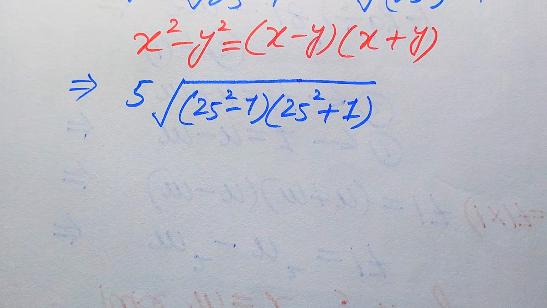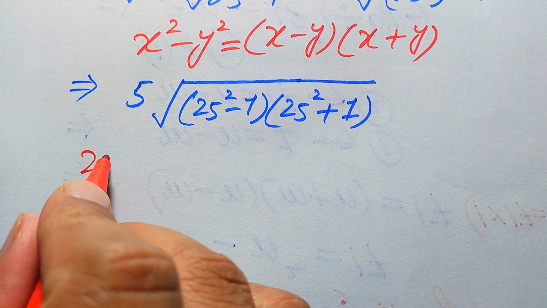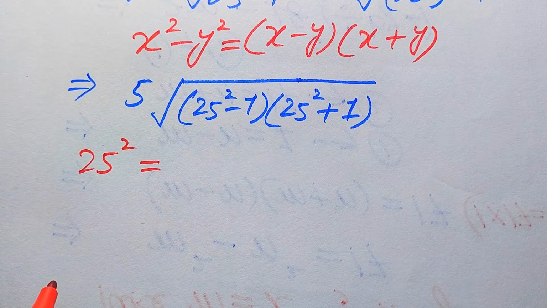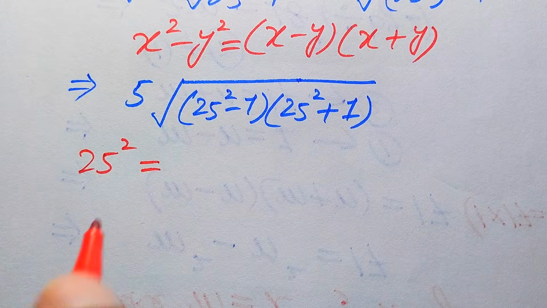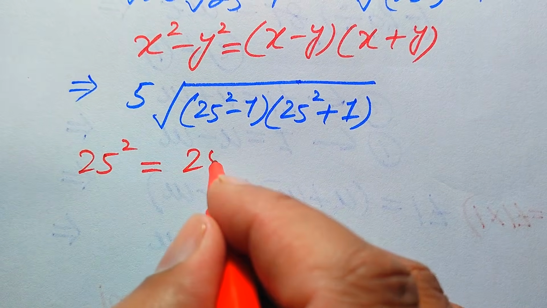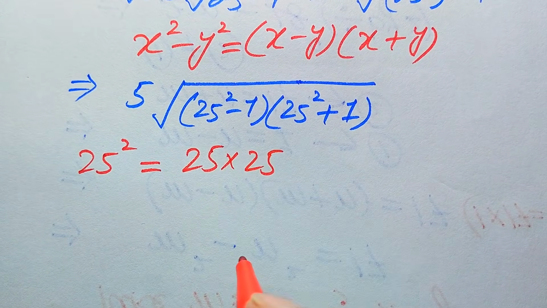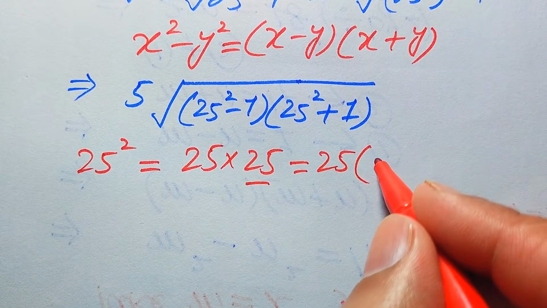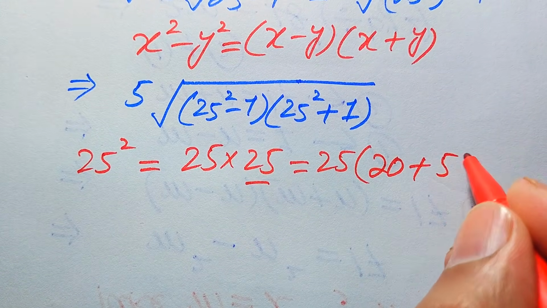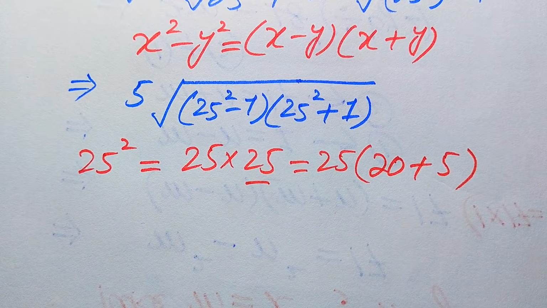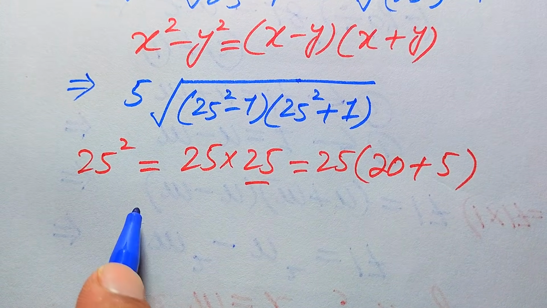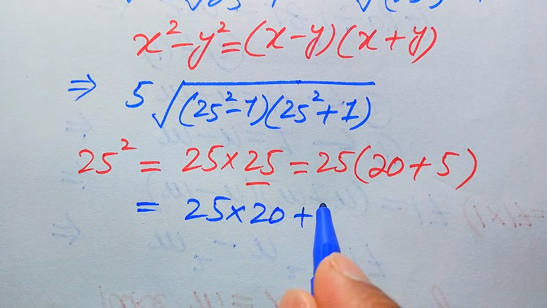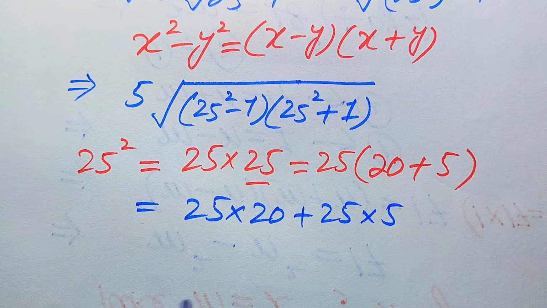Further in the next step we need more simplification, and now we need to focus on 25 squared. First we need to find the value of 25 squared. Calculator is not allowed in this problem, so we need to do all of these steps. 25 squared means that we multiply 25 with 25, and now we break this 25 in the form of tens and ones, so it will be written as 20 plus 5. We multiply this 25 separately with both of these two values and it becomes 25 multiplied by 20 plus 25 multiplied by 5.